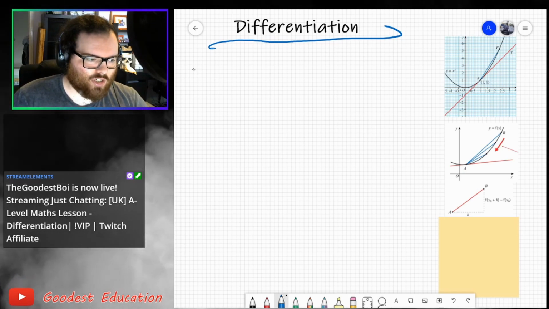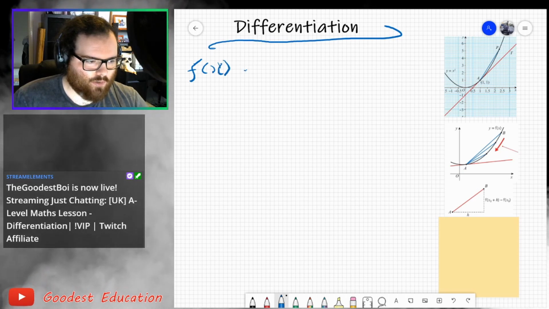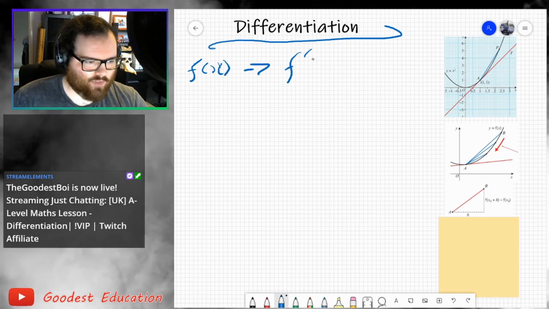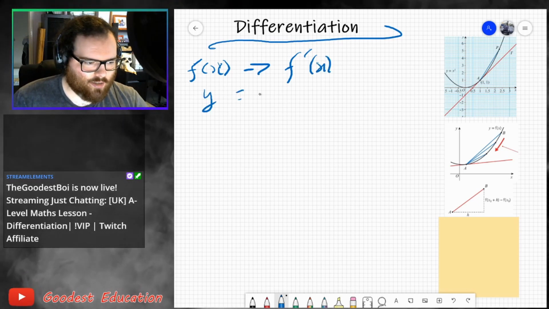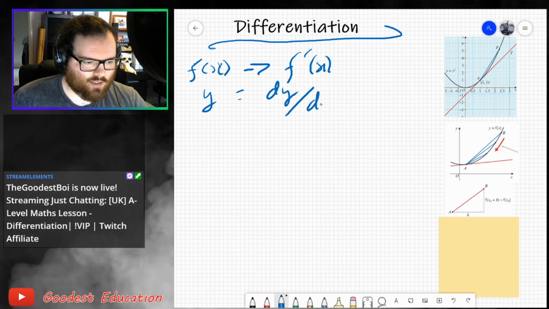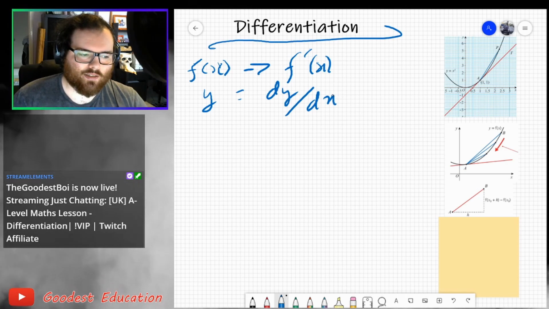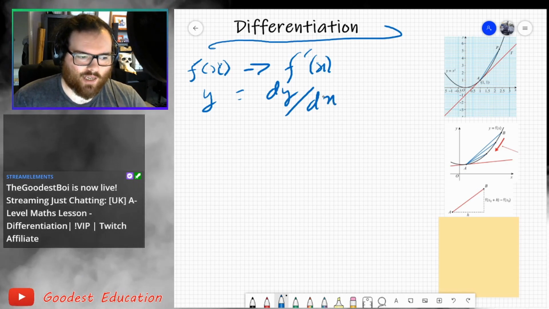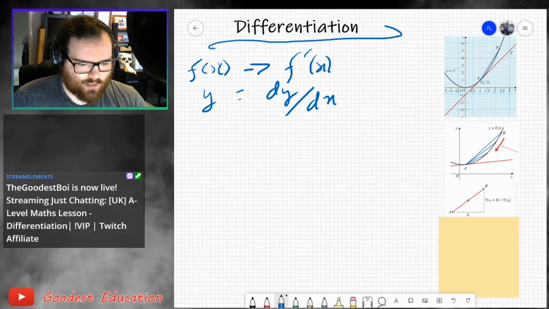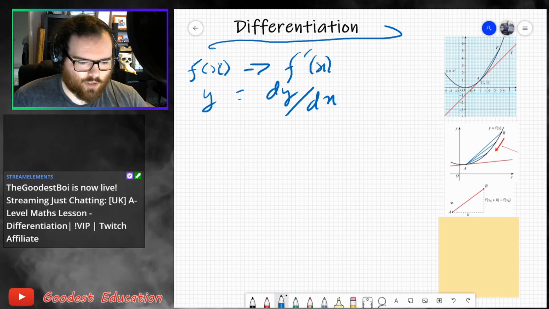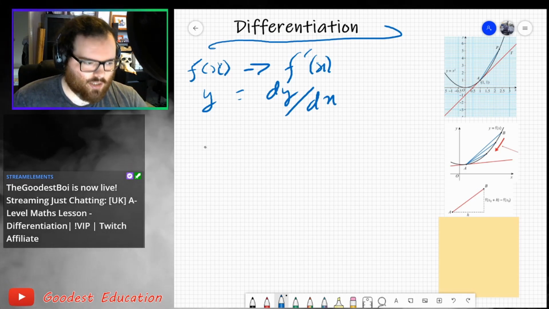If you have a function f of x, we would call the differential of that f prime or f dash of x. But if you use y, the way to write it is dy/dx, because it measures the rate of change of the function y with respect to x. To put this into a nicer form, we want the gradient, which is the change in y over the change in x.